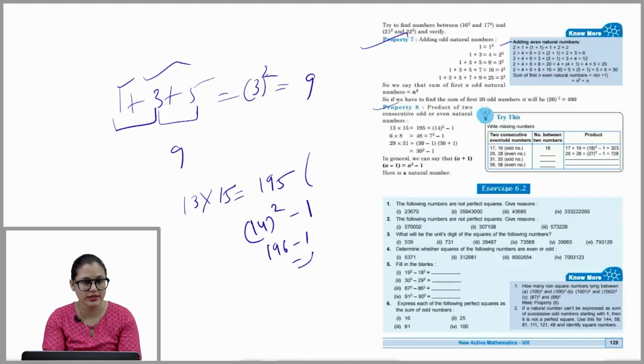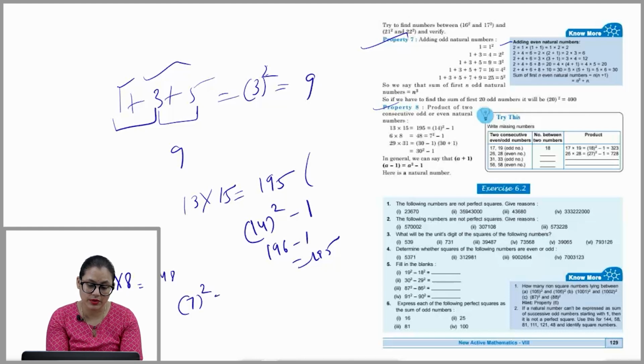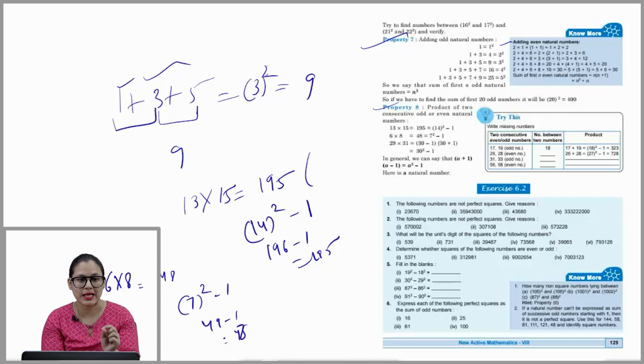196 minus 1 is 195. Similarly, for two consecutive even numbers, 6 and 8, the product 48 is 7 squared minus 1, that is 49 minus 1, which is equal to 48. So, in general we can say that (a plus 1) times (a minus 1) is equal to a squared minus 1. Here a is a natural number.